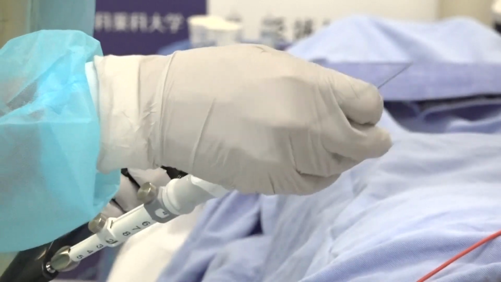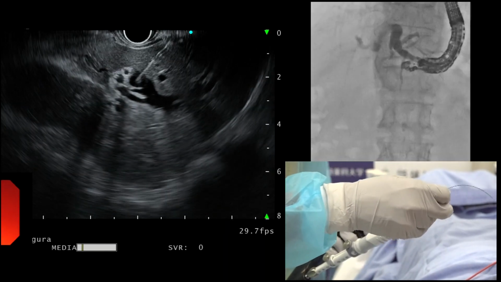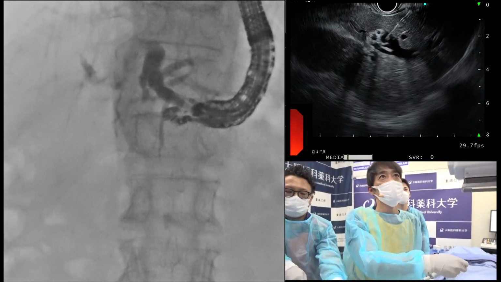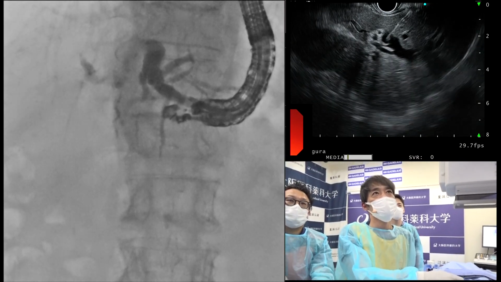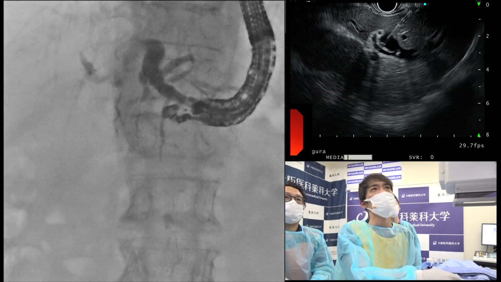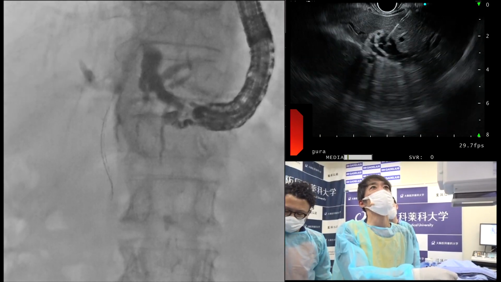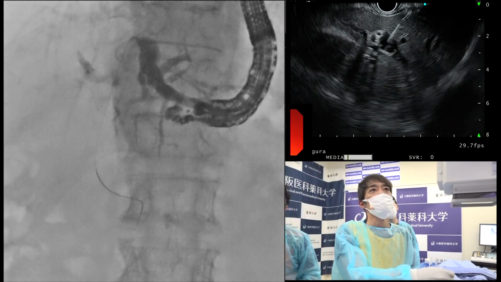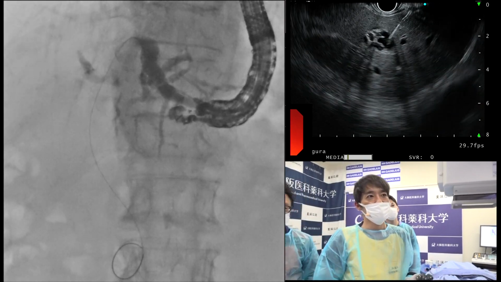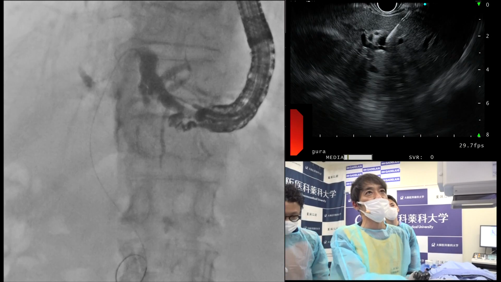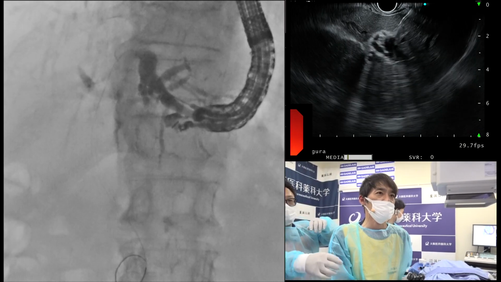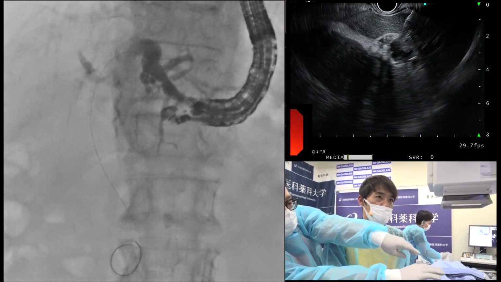EUS image. Okay, fluoroscopy. The wire looks very soft. Yes, because loop techniques may also be useful. This guide wire easily makes a loop like this. And then we successfully inserted the guide wire. Very nice. Because today I'd like to perform antegrade stenting, we next insert the ERCP catheter.